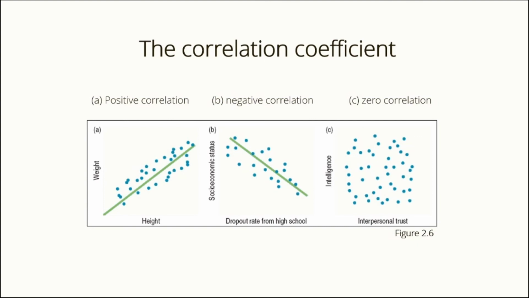And this example, we've got a negative correlation, so you can see it goes this way. So you can see that the negative correlation, that the higher your socioeconomic status, the lower the dropout rate from high school is.